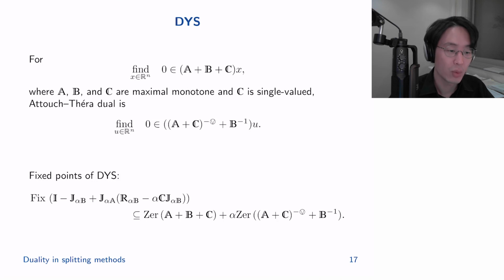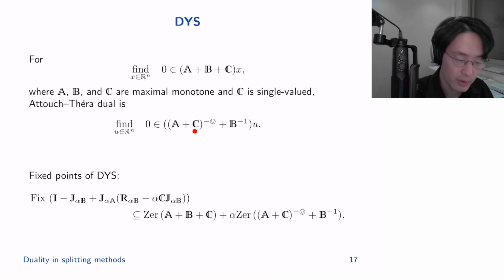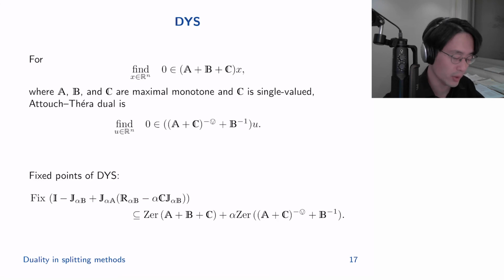Finally, let's talk about the DYS splitting method. So let's consider the monotone inclusion problem of finding a 0 of the operator A plus B plus C, where A, B, C are individually maximal monotone operators, and we assume C is a single valued operator. The Attouch-Thera dual of this primal monotone inclusion problem is of this form. So we have the familiar v inverse, we have the familiar minus of v, but we first compute A plus C and then take the minus of v in forming the Attouch-Thera dual.